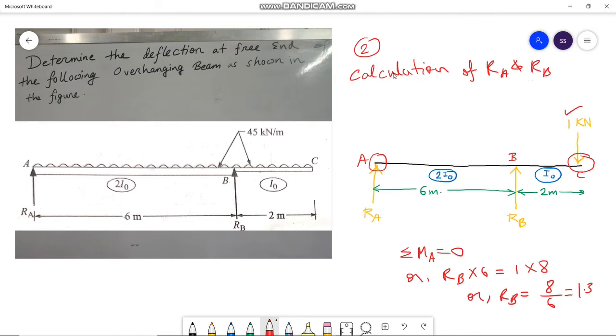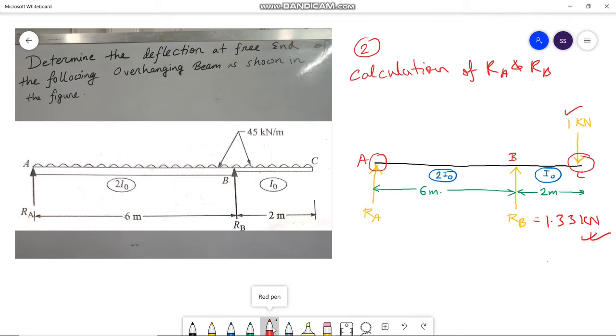So we have RB equals to 1.33 kilonewton, and we have RA plus RB equals to 1 kilonewton, from which we get RA equals to 1 minus 1.33, as RB equals to 1.33 kilonewton. So we get RA equals to minus 0.33 kilonewton. So here we can see by calculation RA is minus 0.33.